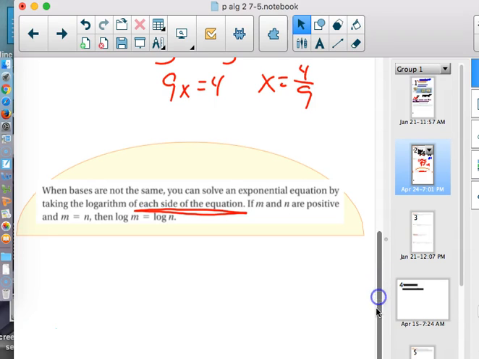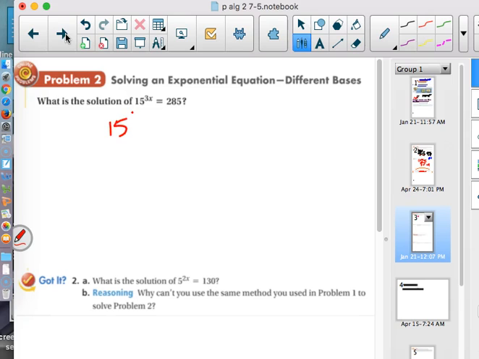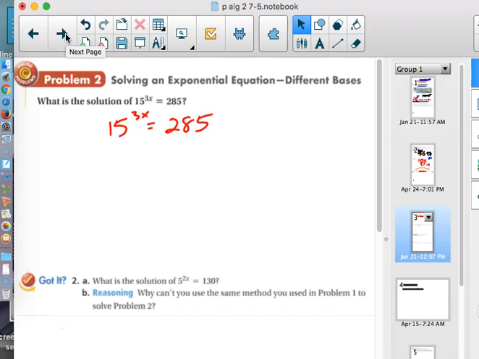So the next step would be, we notice you can't do the base thing. Or maybe even would want to, right? I mean, do you want to sit there and try and think for a while? 15 to the first, 15 to the second is 225, 15 to the third. 15 is not a number we use a lot for problems. It's just not. So there isn't anything nice you can raise 15 to get 285. It doesn't work.